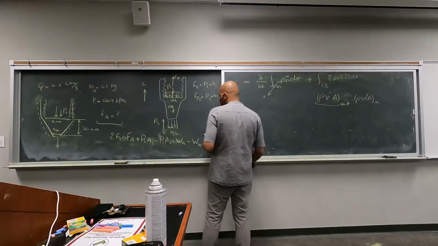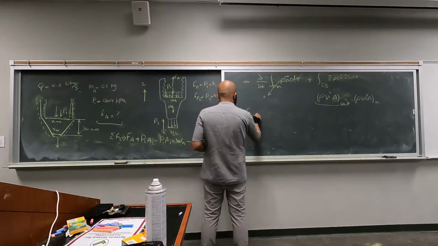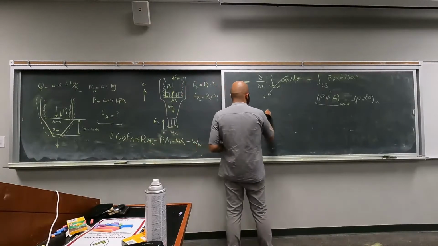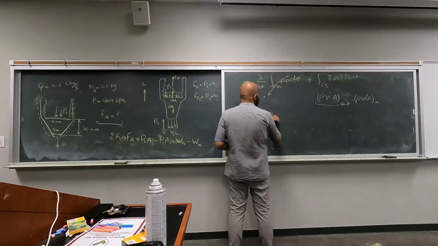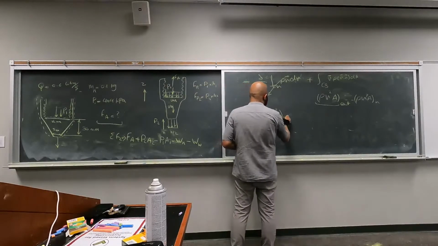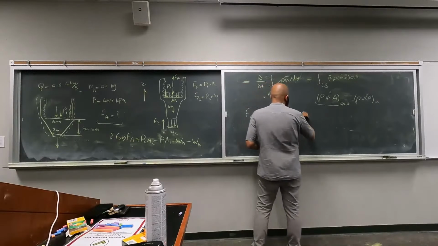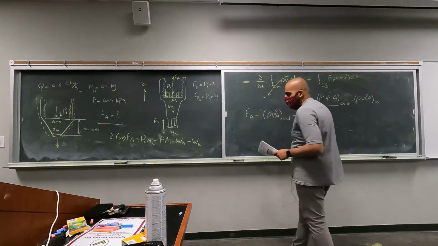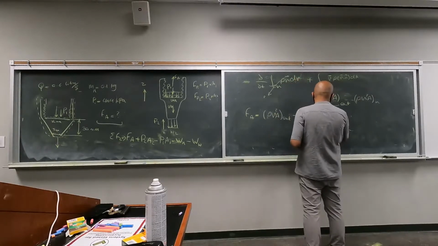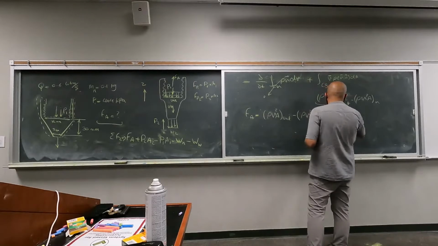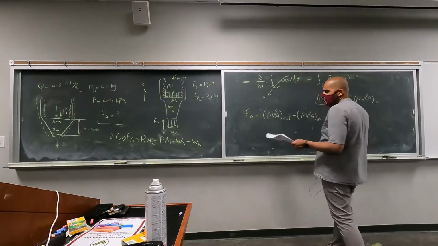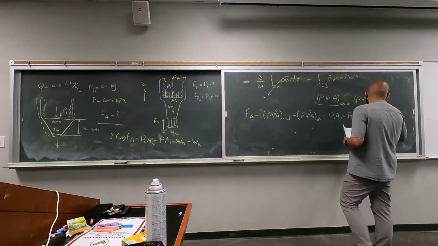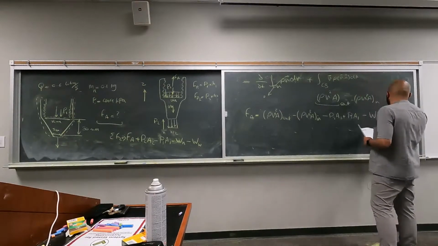Let me actually. So your anchoring force, and we're going to move all of the other forces to the other side, is going to be equal to rho v squared A out minus rho v squared A in, minus P2A2 plus P1A1, plus nozzle weight plus the water weight.